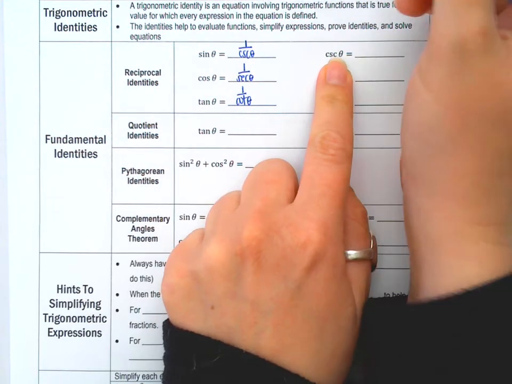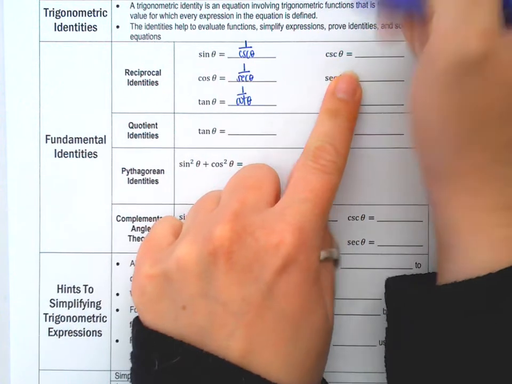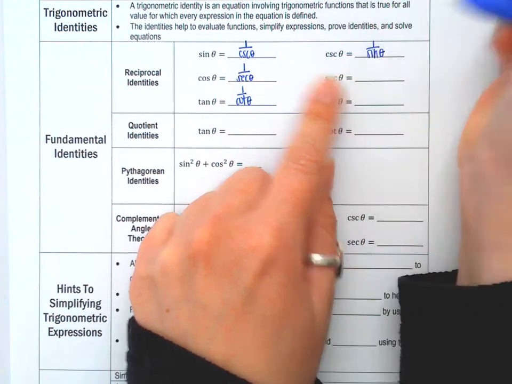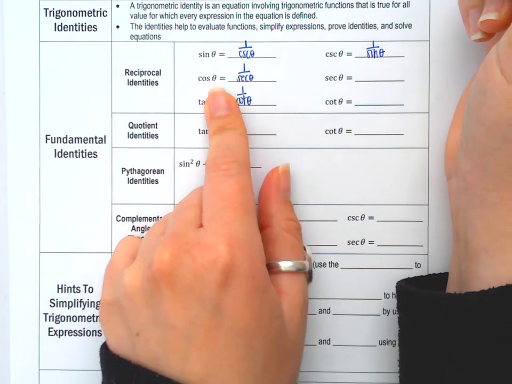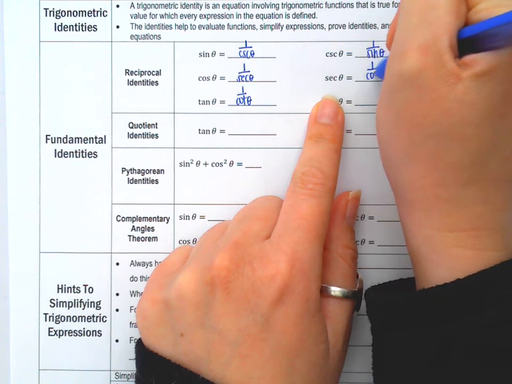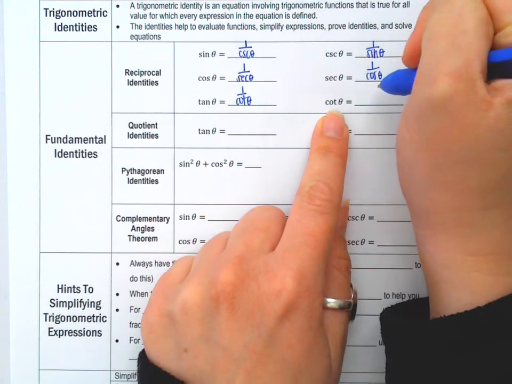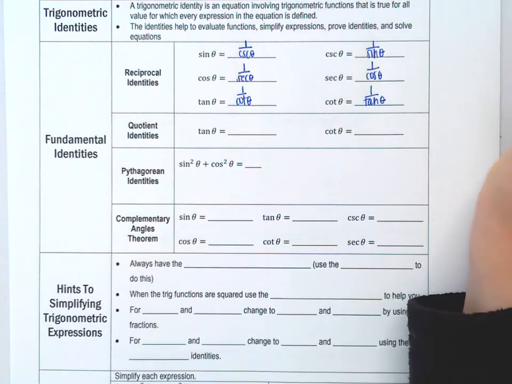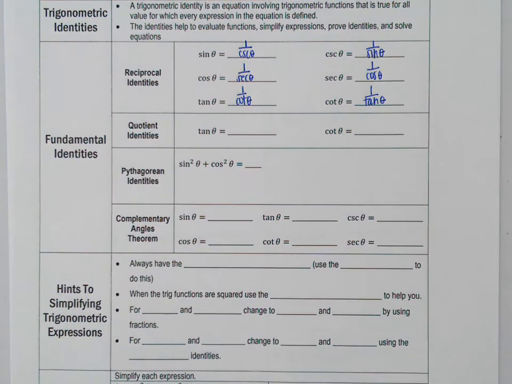Cosecant is the reciprocal, so it would just be 1 over sine theta, if you know these, right? Then secant would be 1 over cosine theta. And then cotangent would be 1 over tangent theta. So we've already been dealing with those. Those are something you have already seen.